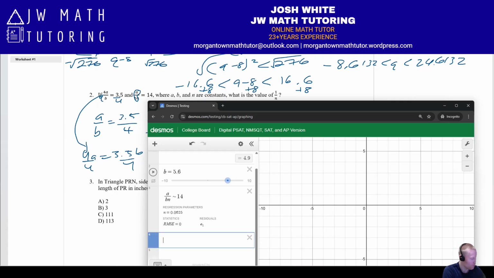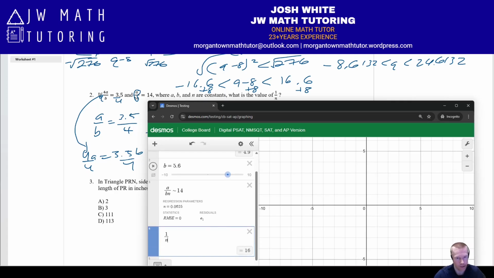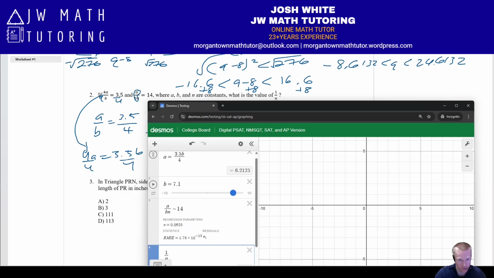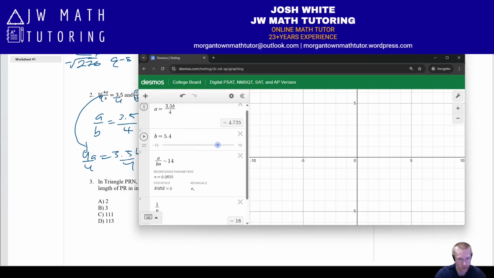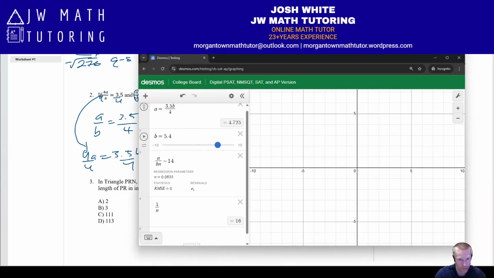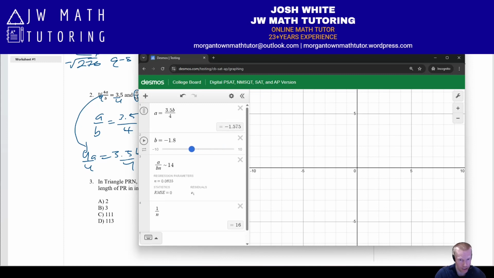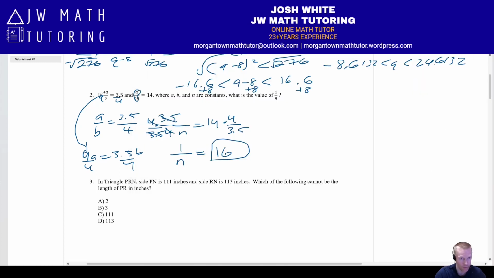And now, we just want to know what's 1 over n. Well, it's 16, okay? And again, notice as I do this, I have to scroll up here. As I move this b value, the 1 over n doesn't change. It stays fixed at 16. So, correct answer to this one is just 16.